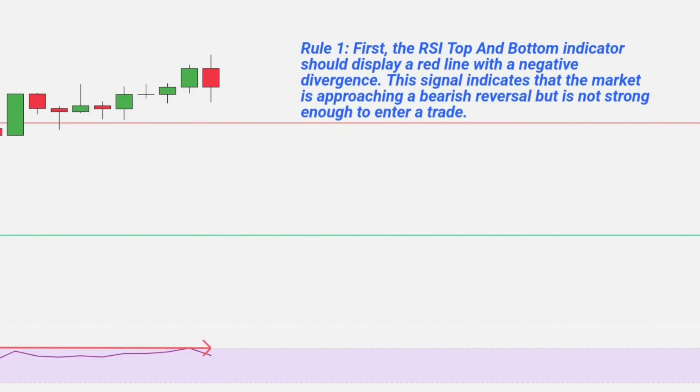Let's take another short position example. Rule 1. First, the RSI top and bottom indicator should display a red line with a negative divergence. This signal indicates that the market is approaching a bearish reversal but is not strong enough to enter a trade.